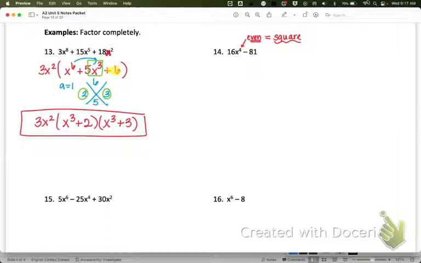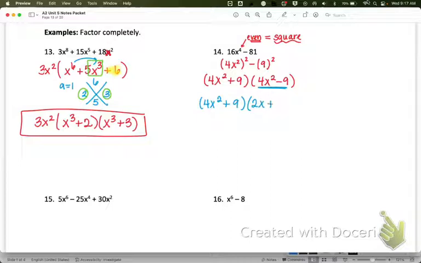So this is 4x squared, squared, minus 9 squared. I know it's x squared squared because I divide the 4 by 2. And so we now have 4x squared plus 9, 4x squared minus 9. This last one is the difference of squares again. So our final answer is 4x squared plus 9, 2x plus 3, 2x minus 3. Make sure you're always on the lookout for those difference of squares.